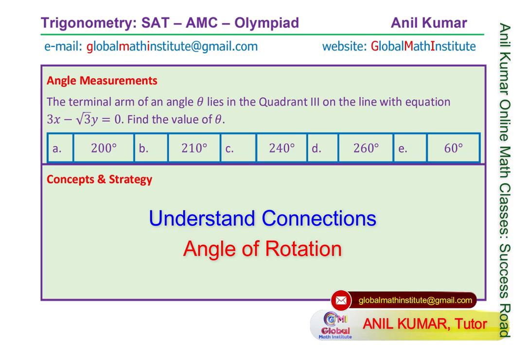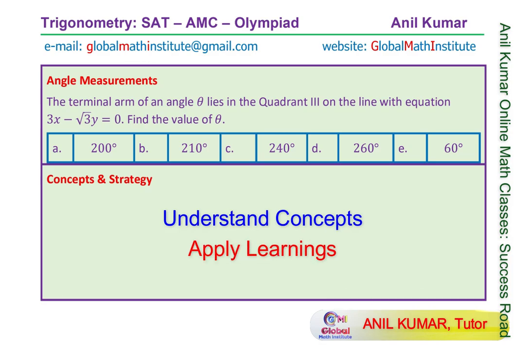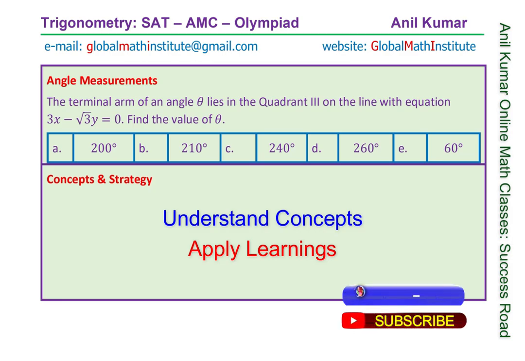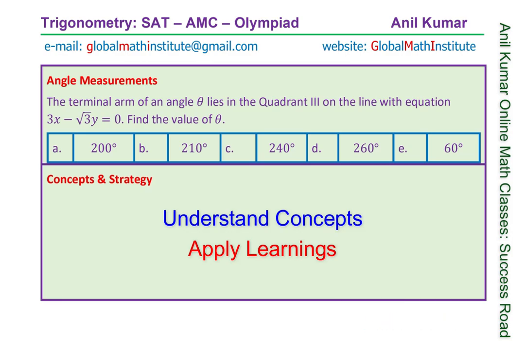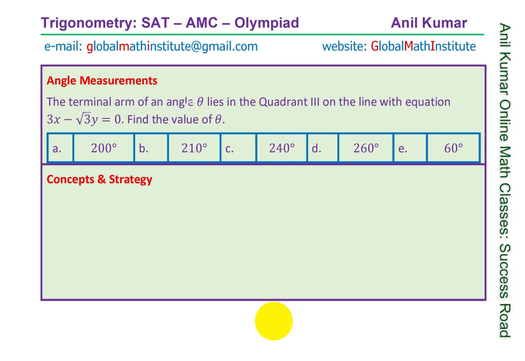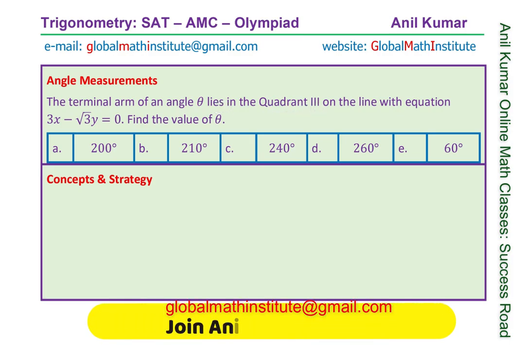You can nail the top 20% questions with ease. That's the whole idea, right? So let's talk about this problem first. Understand the concepts, and then those concepts will be applied in the first 2 questions. Perfect. So let's try to see what are we asking for. The terminal arm of an angle theta lies in quadrant 3. So first you should understand what is quadrant 3, right?